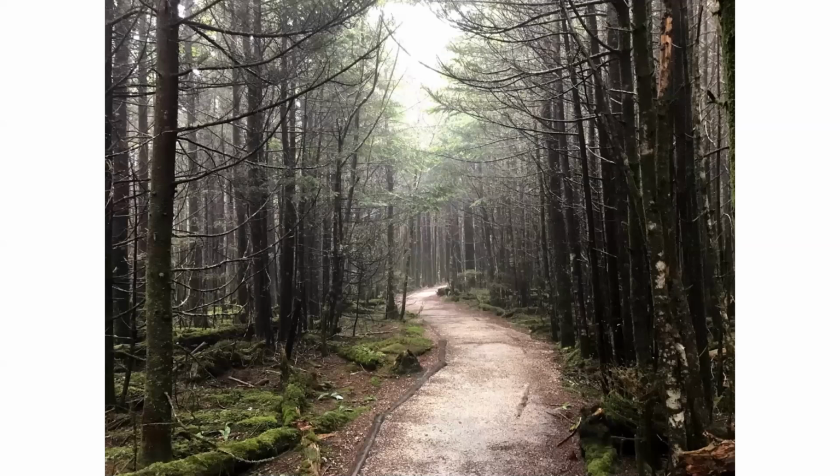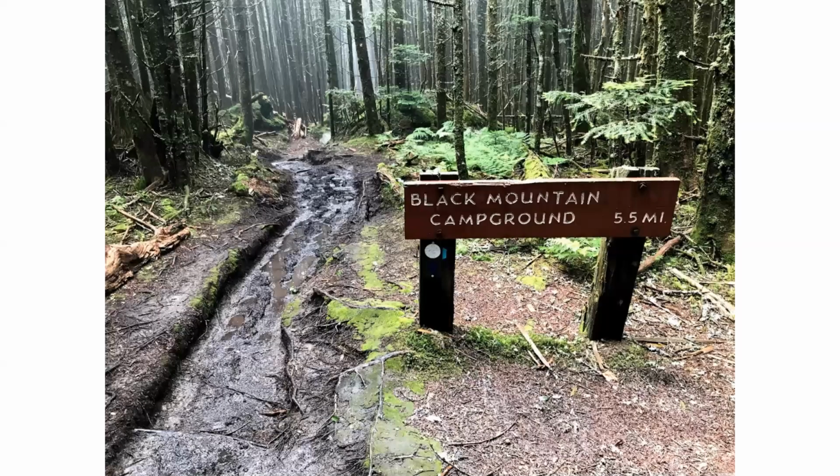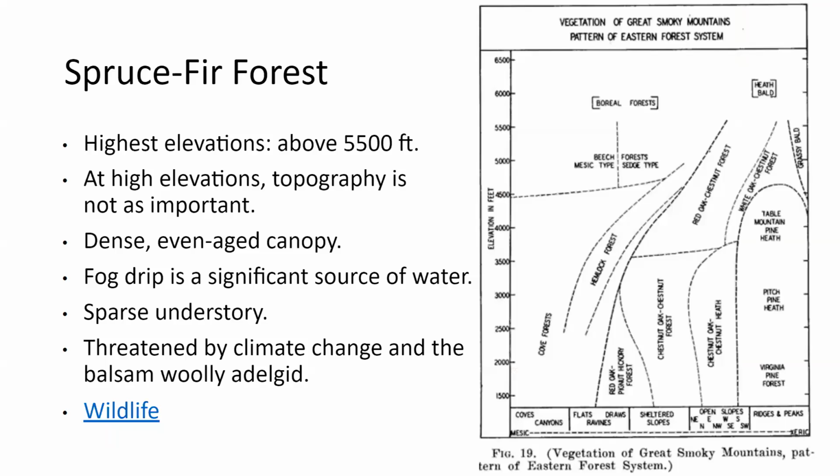And you can see this is all an evergreen forest. This is the trail that goes down to the Black Mountain Campground from the top of Mount Mitchell. So I was up there exploring that. And this is our Spruce-Fir Forest, which is a forest type that is found at the highest elevations around the world that are still forested. And in North Carolina, these forests are found at the highest elevations, so above 5,500 feet.